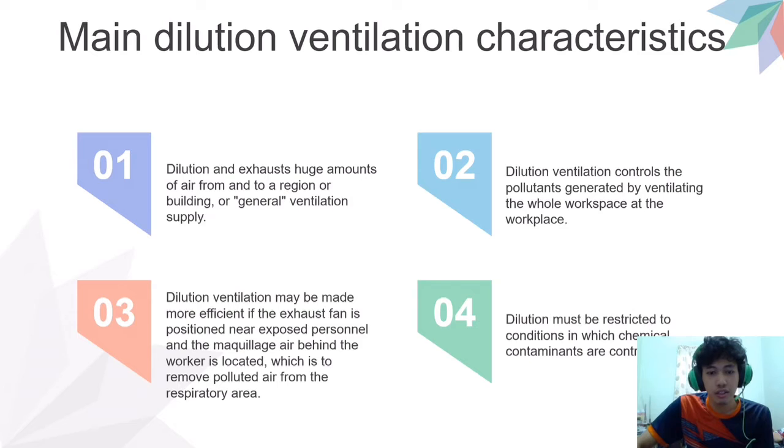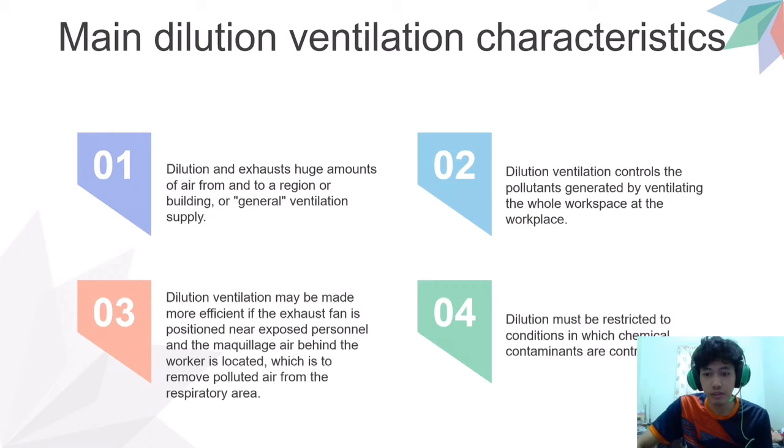The third is dilution ventilation may be made more efficient if the exhaust fan is positioned near exposed personnel and the make-up air behind the worker is located, which is to remove polluted air from the respiratory area. And the fourth is dilution ventilation must be restricted to conditions in which chemical contaminants are contained.